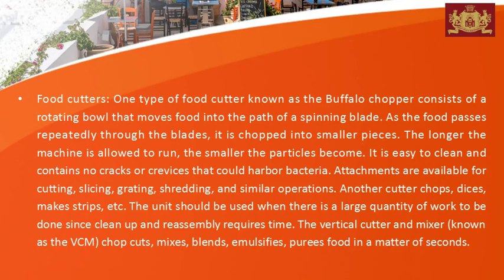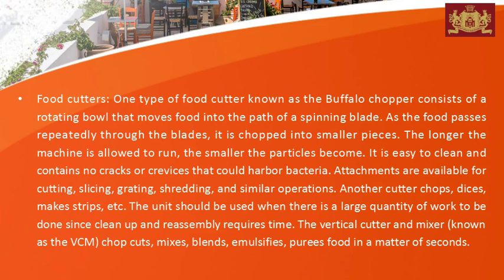Food cutters. One type of food cutter known as the buffalo chopper consists of a rotating bowl that moves food into the path of a spinning blade. As the food passes repeatedly through the blades, it is chopped into smaller pieces. The longer the machine is allowed to run, the smaller the particles become. It is easy to clean and contains no cracks or crevices that could harbor bacteria. Attachments are available for cutting, slicing, grating, shredding, and similar operations.